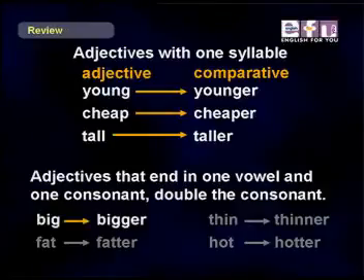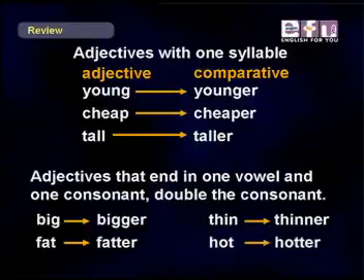So you double the consonant. Here are some more examples of that. Big becomes bigger with two G's. Next, thin becomes thinner with two N's. Also, fat becomes fatter with two T's. And hot becomes hotter with two T's.